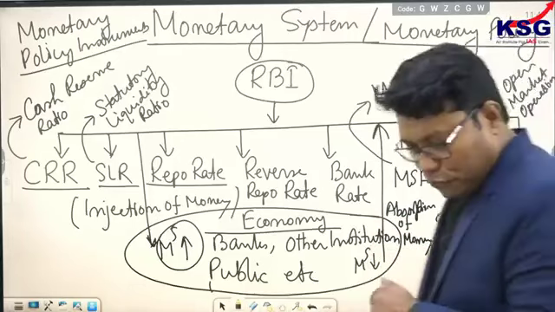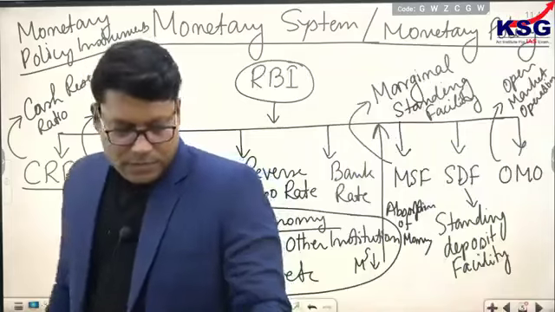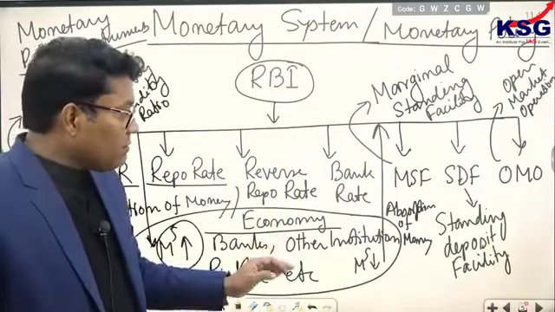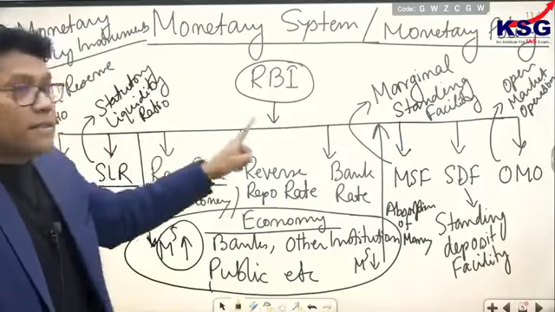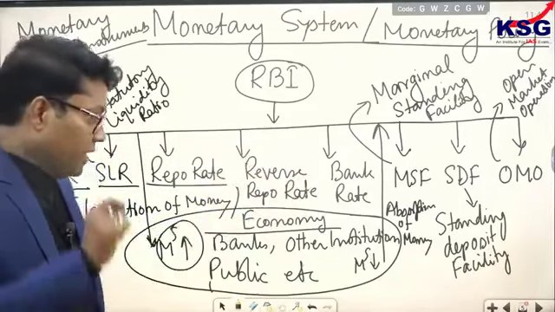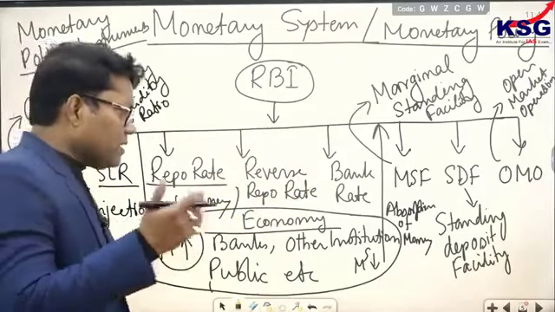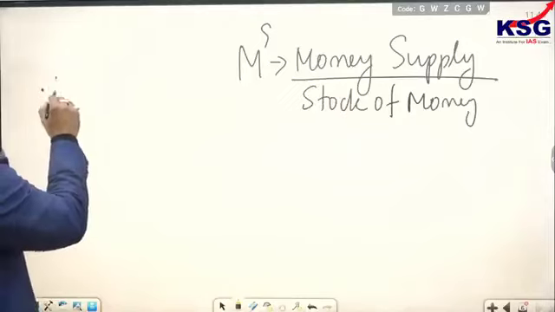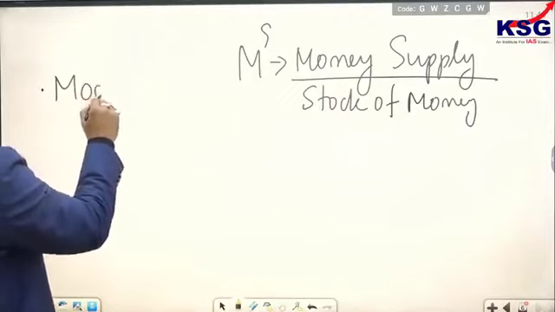Before discussing the whole system, we need some concepts. If we clear some concepts, then we can understand the whole system. Otherwise, it's not difficult, but if you don't know them, you will have some problems understanding. What are the basic things? The first thing we should know is about money. What do you mean by money?